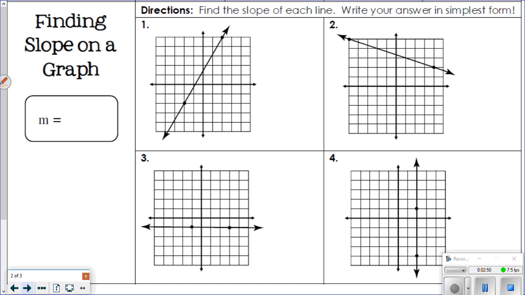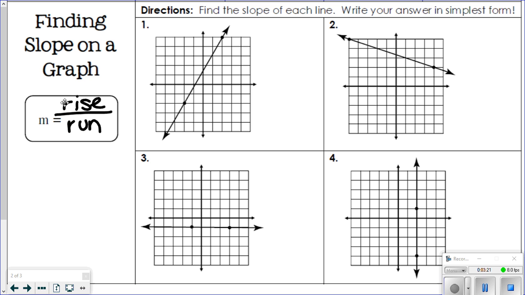All right, finding slope on a graph, remember the variable that we use is m. And so if we're doing it, m equals rise divided by run. And there are 4 slopes here, and so I want you to pause this video and find the slope of each line. Make sure you write your answer in simplest form.